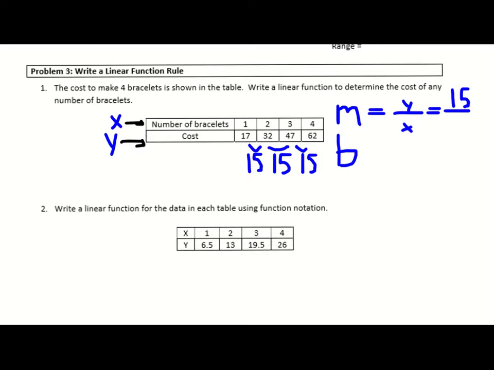Now I'm going to divide that by my change in x. My x changed from 1 to 2, I added 1. From 2 to 3, I added 1. From 3 to 4, I added 1. So my change in x is 1, so I'm going to write 15 over 1. And then I want to simplify that slope. So that slope, 15 over 1, m is 15, which equals just 15. We don't need to leave it 15 over 1. That's not simplified.